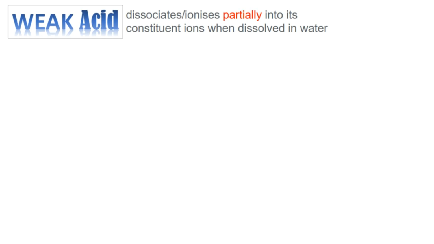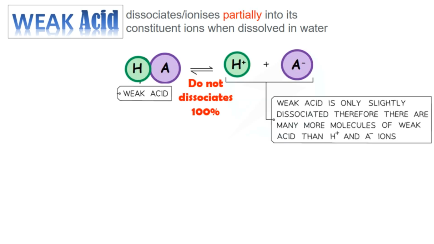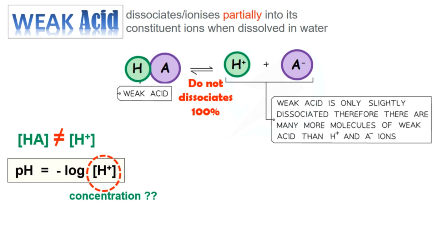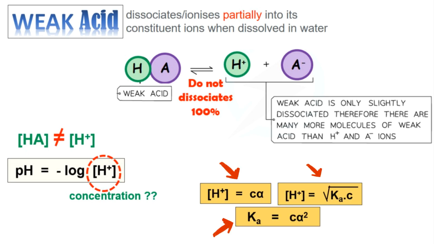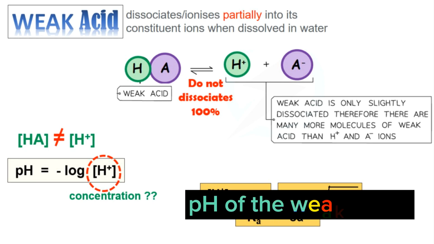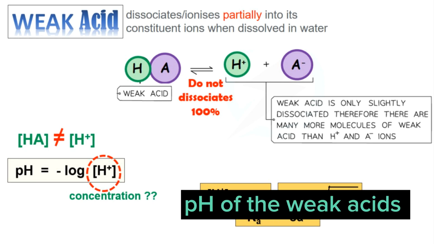Weak acid doesn't completely dissociate in the water. Therefore, the concentration of the weak acid given by the question is not equal to the concentration of the hydrogen ion. We cannot substitute the concentration of the weak acid given by the question into the pH formula directly. We need to use this formula to determine the concentration of the hydrogen ion. Then only we can calculate the pH of the weak acid.